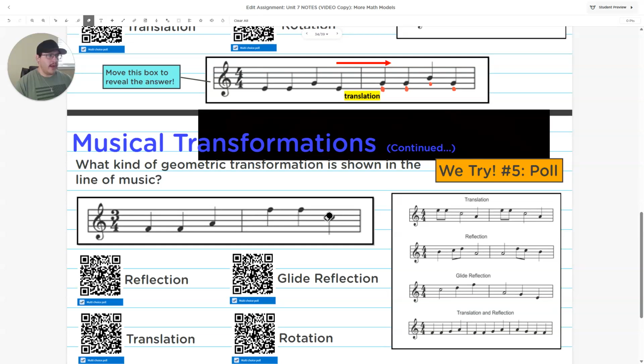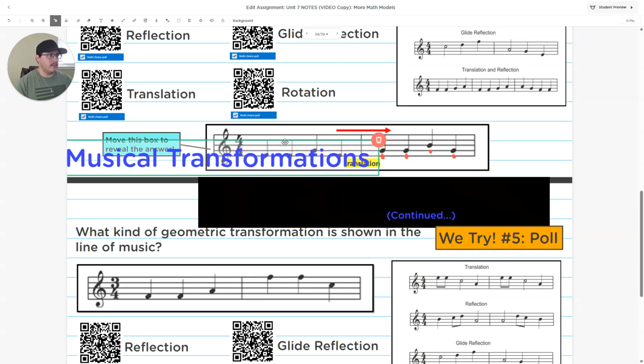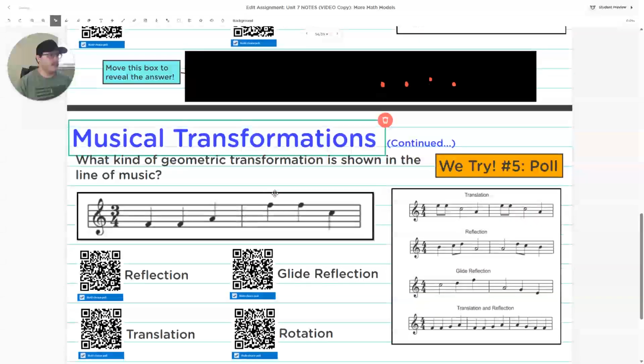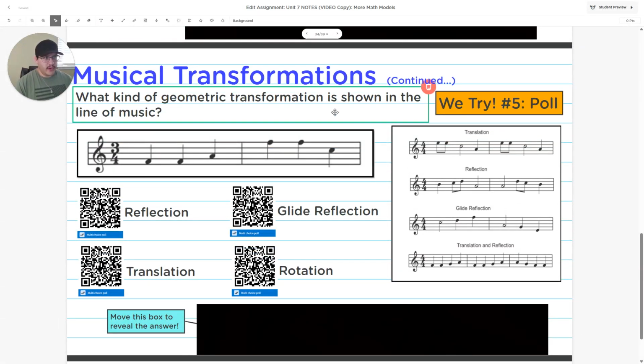Okay, so let's try this last one. What kind of geometric transformation is shown in this line of music? Pause the video, think about it for a few seconds, and after you're ready, go ahead and unpause it and check your answer here.